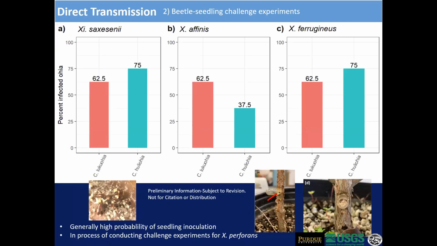And so this slide is now describing the beetle challenge experiments. And we're still in the process of conducting these. And so we have so far forced beetles to attack Xyleborinus saxesenii, Xyleborus affinis, and Xyleborus ferrugineus. And we're working on Xyleborus perforans right now. And so what we did was we allowed the beetles to crawl on Ceratocystis lukuohia and Ceratocystis huliohia, and then forced them to attack healthy seedlings. And you can see generally there was a high probability of seedling inoculation.